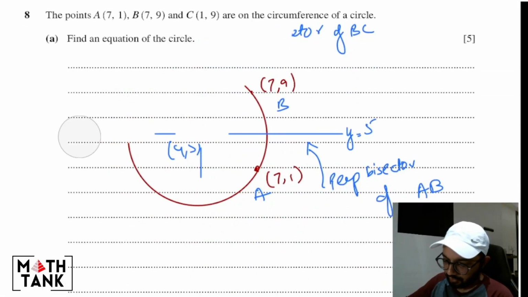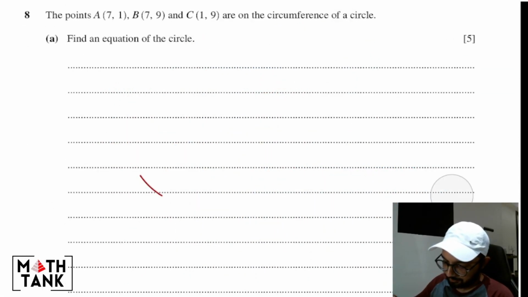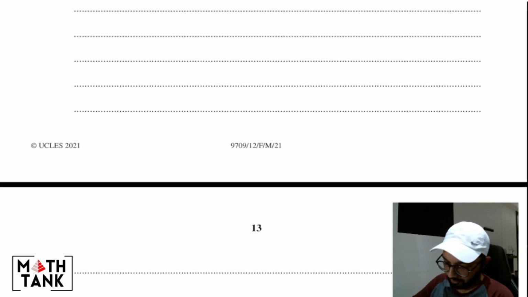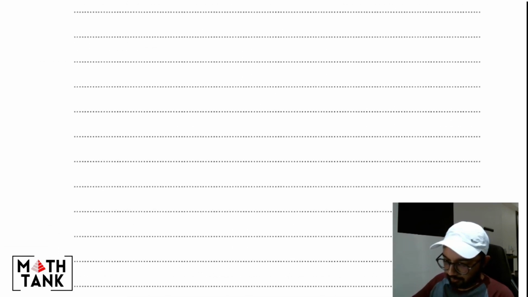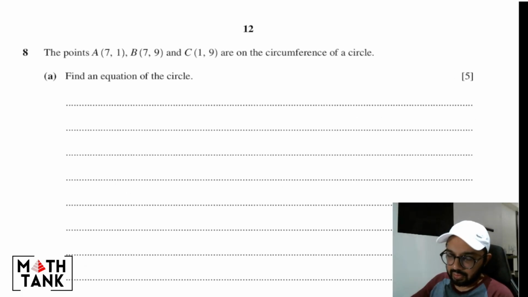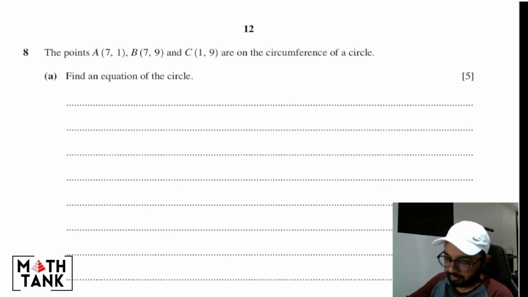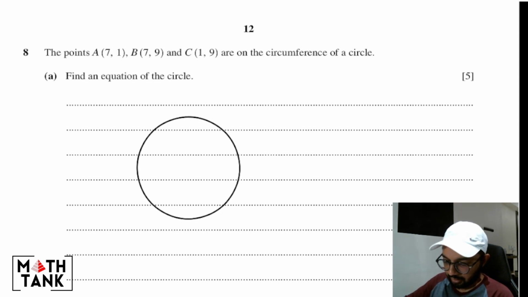And this is something that I've solved before, so I'm going to solve it again. Okay. This says the points A, B, and C are on the circumference of a circle. Find the equation of the circle. Okay. Now, if you just have points on the circumference of a circle, what you need to know is, let's first try to make a sketch of this.